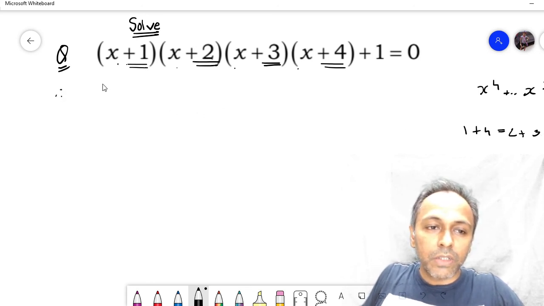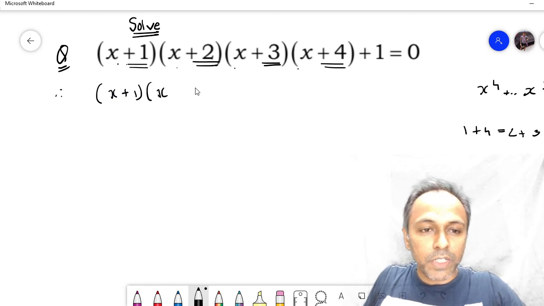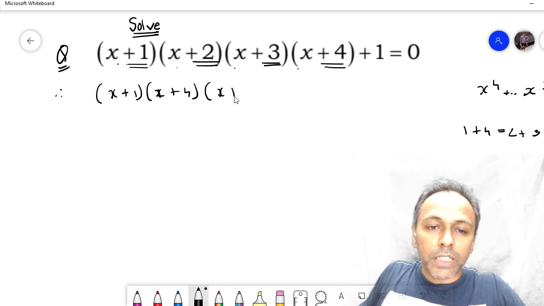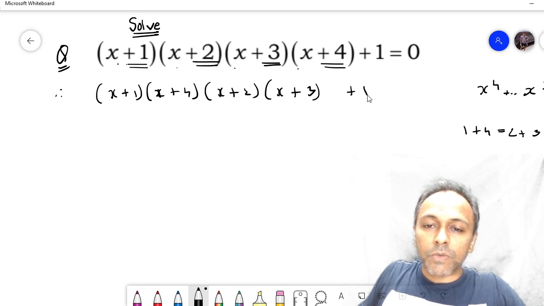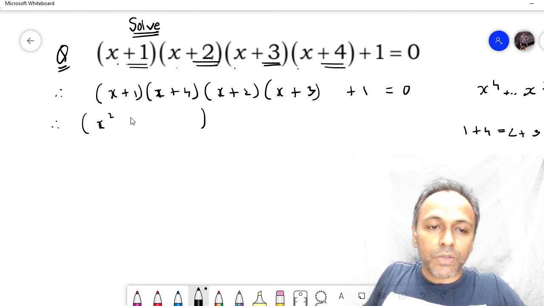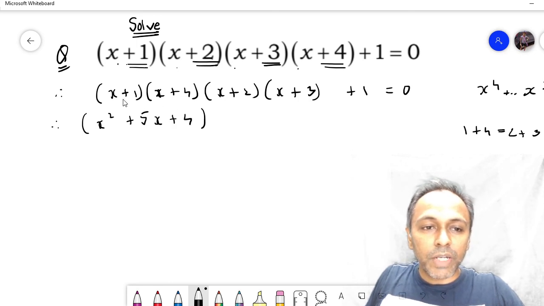So it is advisable to rearrange the terms and write x plus 1 into x plus 4 into x plus 2 into x plus 3 plus 1 is equal to 0. Let us multiply the first two terms. So it becomes x square plus 5x plus 4. You can verify it. x into 4 is 4x plus 1 into x is x. So total is 5x and 1 4s are 4.